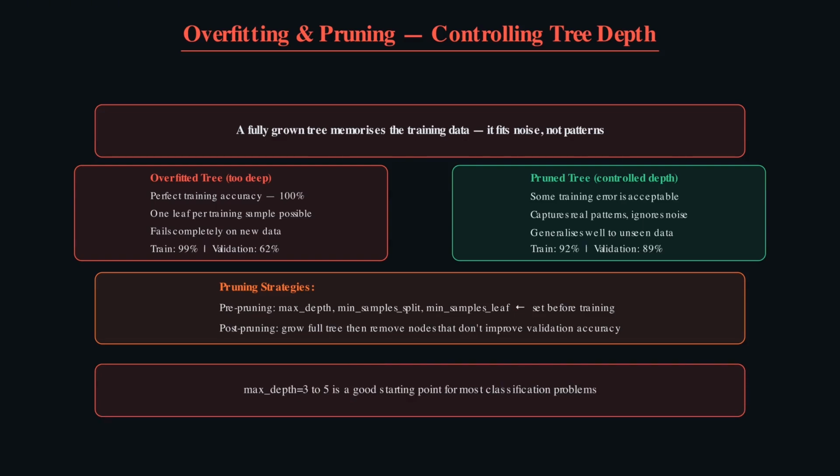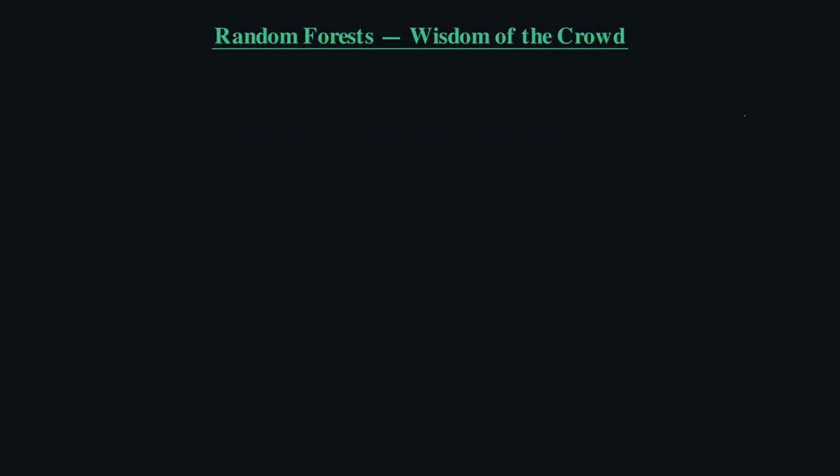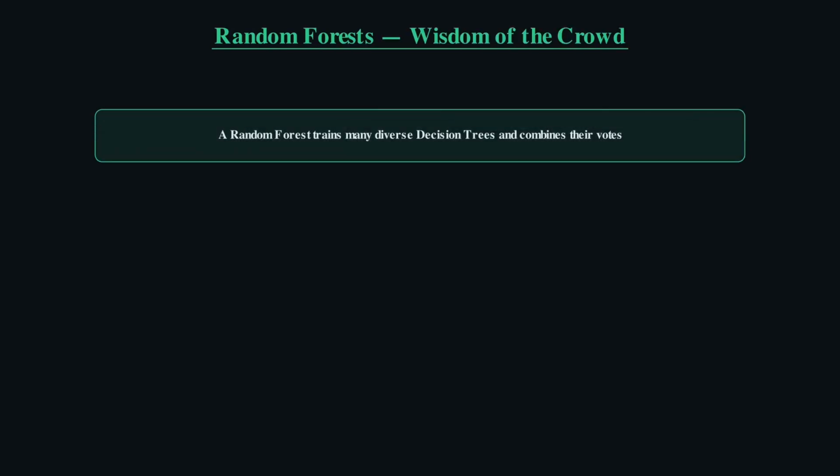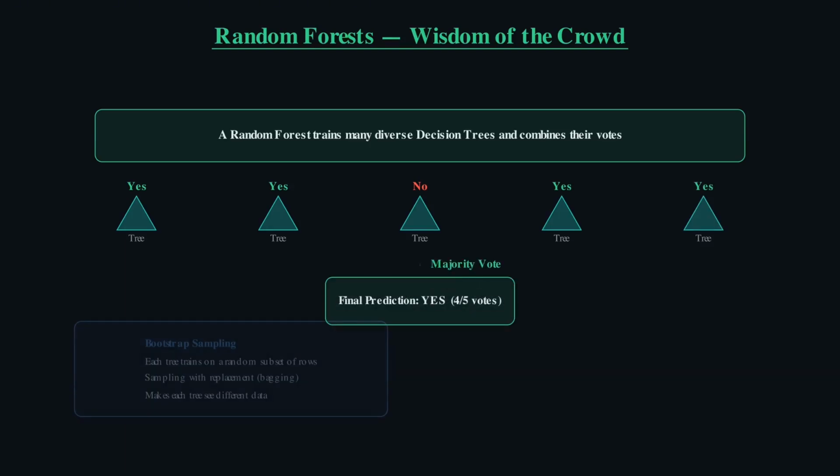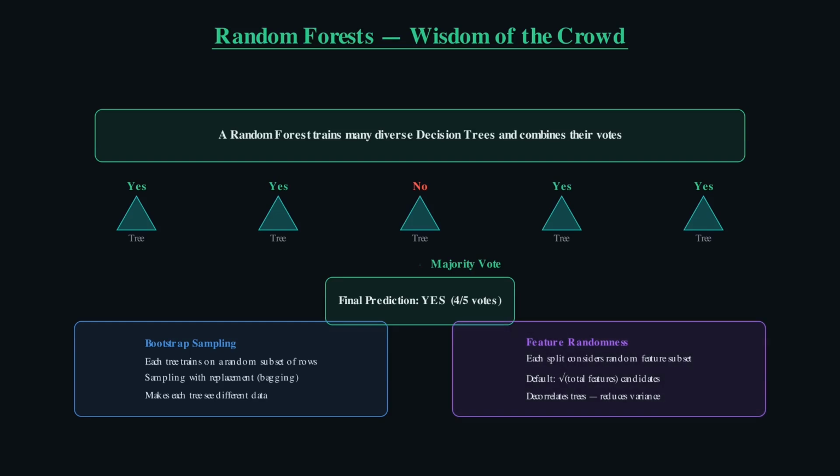The fix is pruning. Set a maximum depth, a minimum number of samples required to split a node, or a minimum samples per leaf. These constraints force the tree to capture real patterns in the data instead of memorizing noise. A typical starting point is max depth of 3 to 5, enough to learn meaningful structure without going too deep.